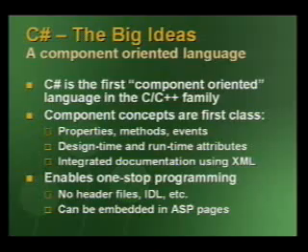I'm going to talk a little bit about these big ideas. As I said, we call C# the first component-oriented language in the C and C++ family. And what I mean by that is that in C#, the concepts that characterize components when you do component-oriented programming are all first class in the language. Concepts such as properties, methods, and events, design time and runtime attributes, and integrated documentation are all first-class concepts. They're not naming patterns or interfaces you have to implement or adapters you have to write in order to handle events. Rather, they're right there in the programming language.